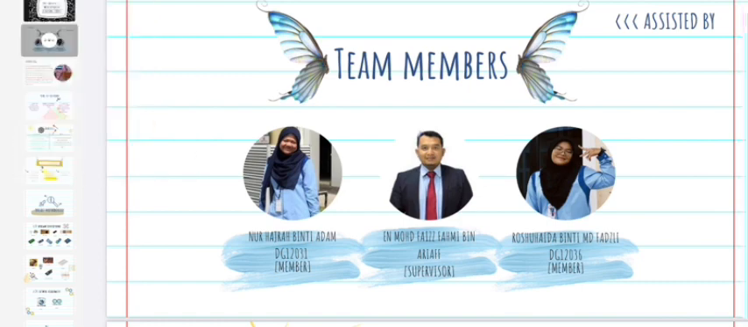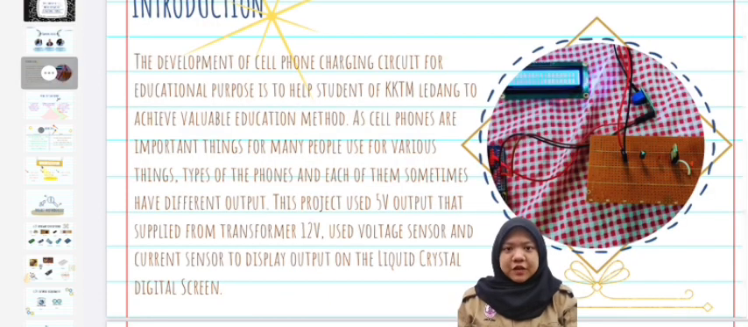My name is Roshuhaida binti Fazli and my matric number is TG12036, and I'm a member of this final year project. This is the introduction of our project.